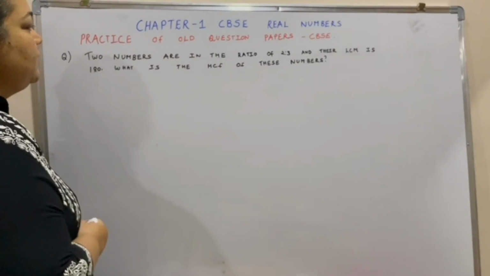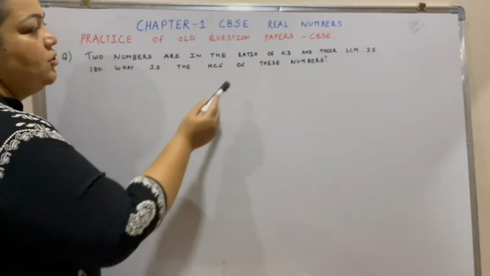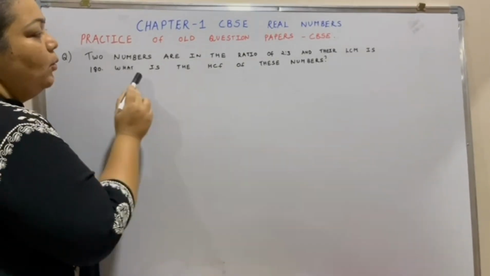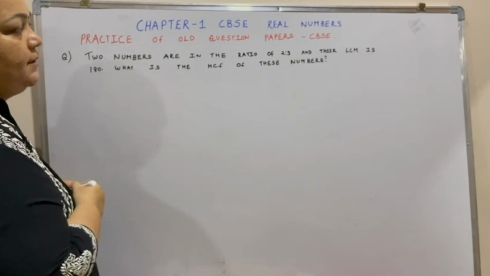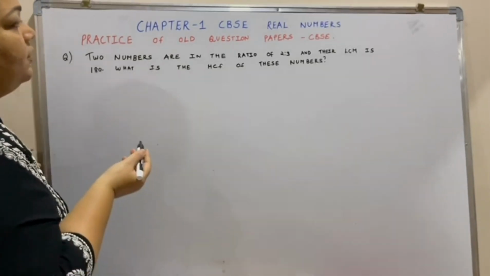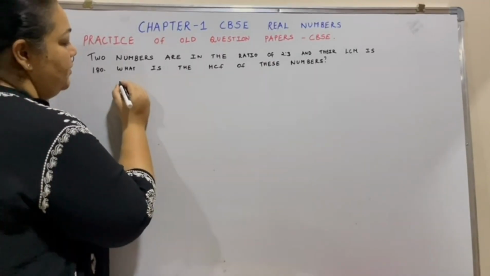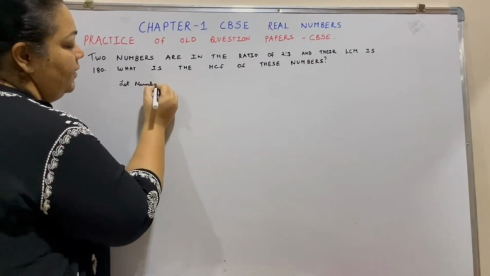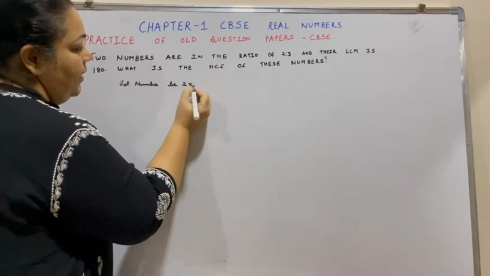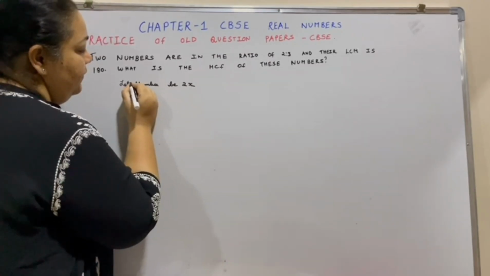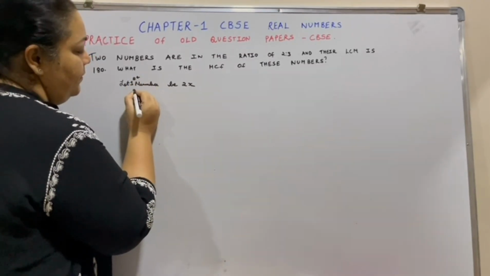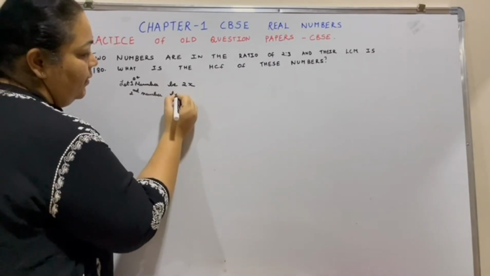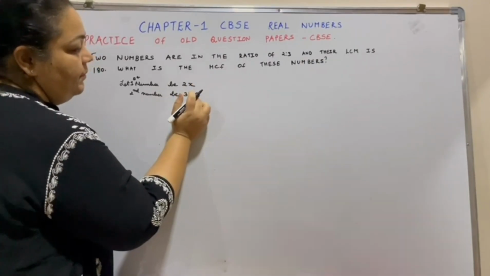Now the next question is, two numbers are in the ratio of 2:3 and their LCM is 180. What is the HCF of these numbers? So they are given two numbers, so we don't know which numbers. So we are just assuming, let the first number be 2x and the second number be 3x. So these are the two numbers which we are given.